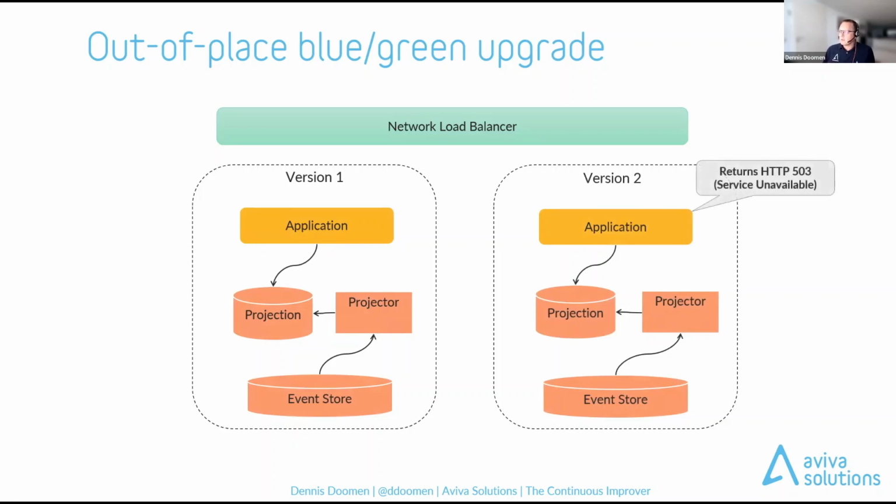And then we ensure that version 2 returns a 503. That is a load balancer, so all the traffic is automatically redirected to version 1. Version 2 is not reachable, so your load balancer will not send any traffic there. Then what happens is we copy over all the events from the old one to the new one, because that's your history. That's everything that ever happened in that system.